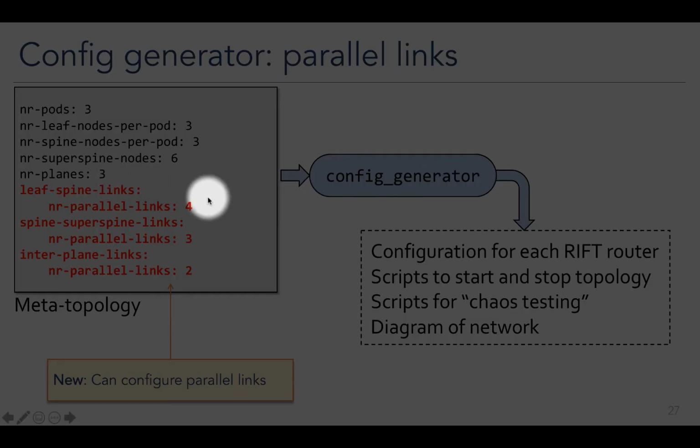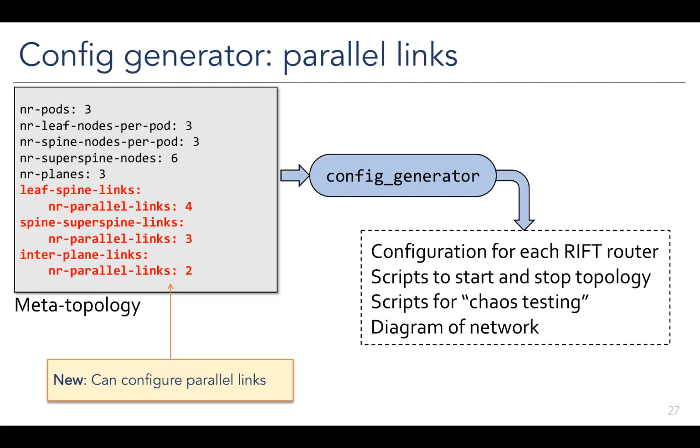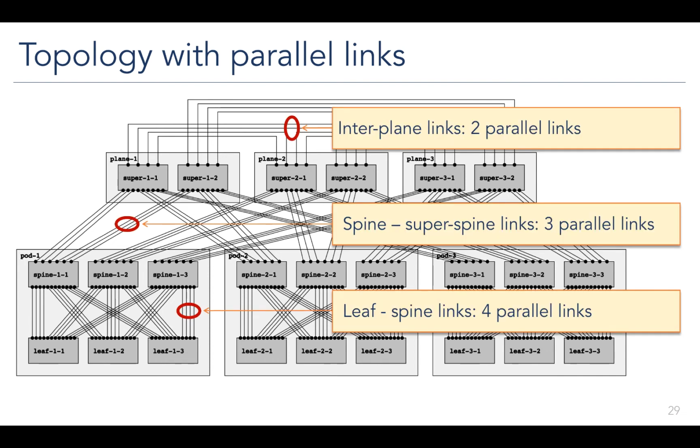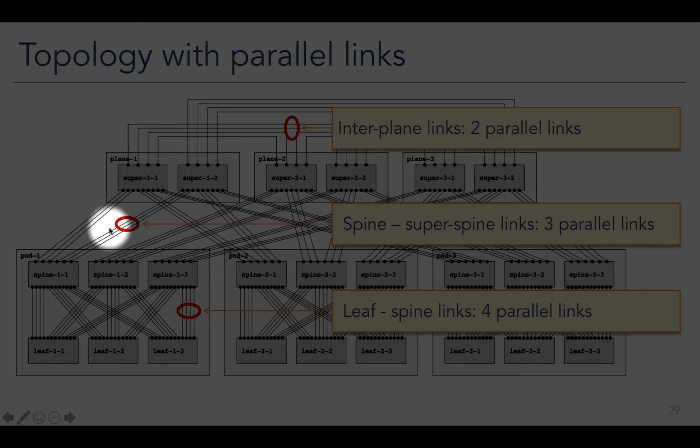The second major enhancement that was introduced to Rift Python since IETF 105 is support for parallel links. Some new keywords have been added to the meta topology file that allows the config generator to generate parallel links in the topology. In this diagram, you can see an example topology that was generated by the config generator with parallel links. In this specific example, we have 4 parallel links on the leaf spine links, 3 parallel links on the spine to superspine links, and 2 parallel links on the east-west interplane links.